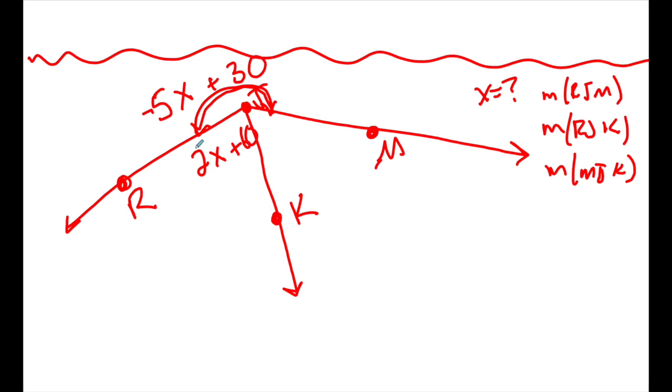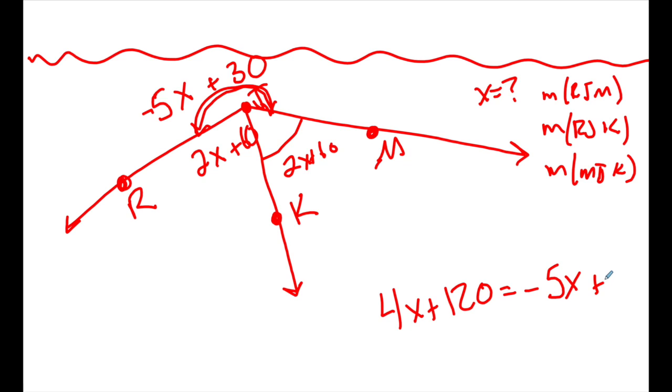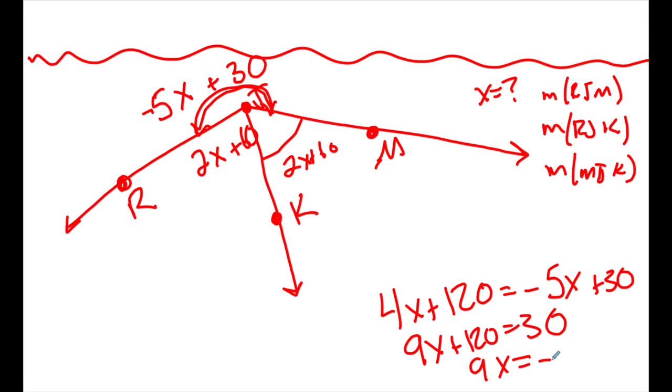All right, here we go. So what do we know here? We know that if this is 2x plus 60, this is also 2x plus 60. So adding these together, we get 4x plus 120 equals negative 5x plus 30. By doing that, I get 9x plus 120 equals 30. Subtract 120, I get 9x equals negative 90. So x is equal to, if I divide by 9, negative 10, okay?